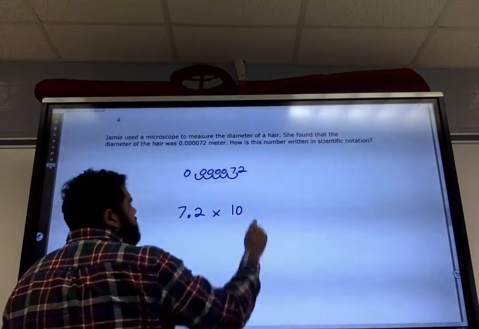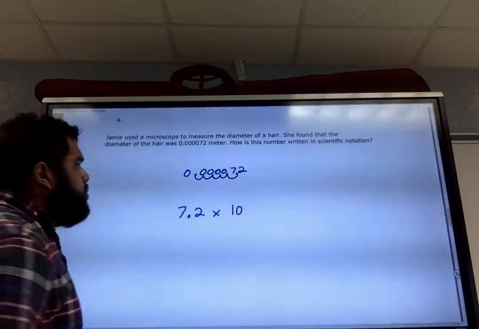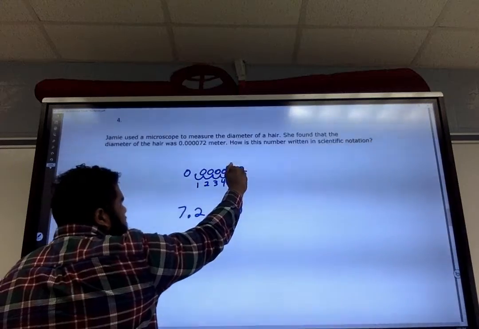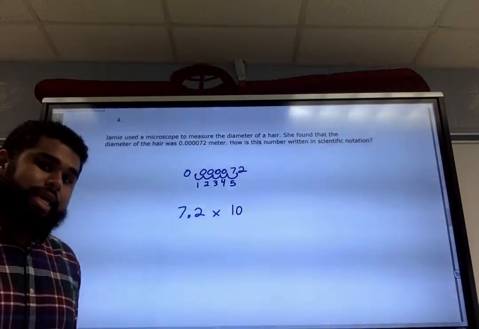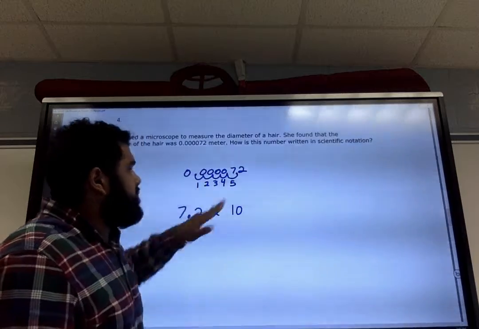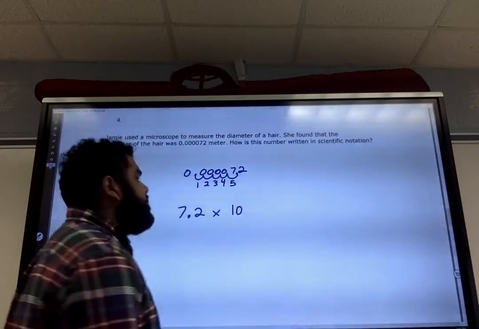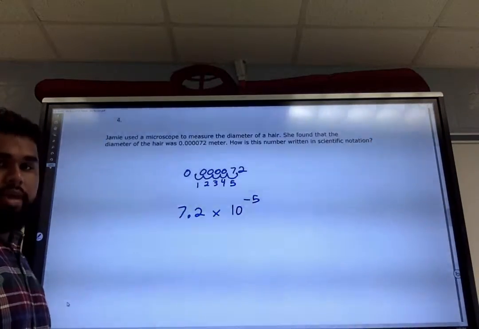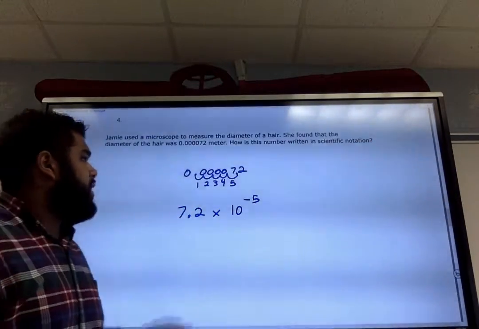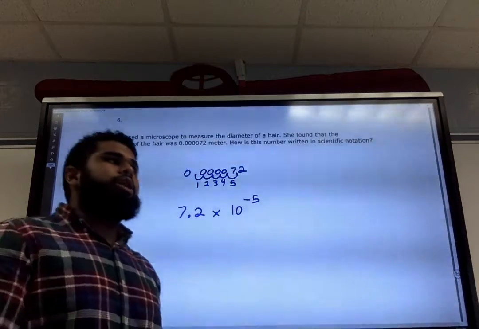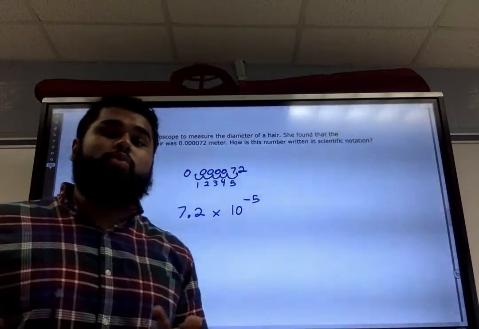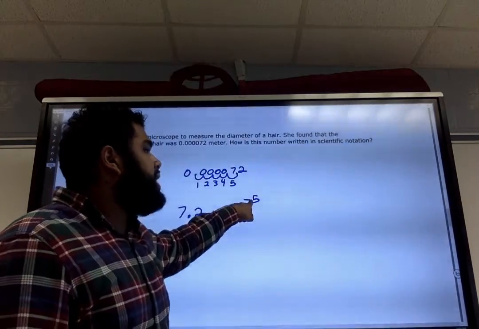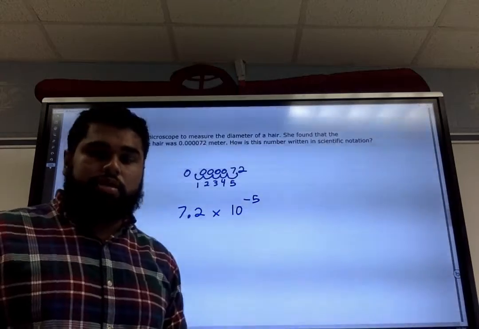Multiplied by 10 to the power of, well, how many spaces did we move the decimal? Once, twice, 3 times, 4 times, and 5 times. And again, since we started with a small number, we're going backwards. So it's going to be 10 to the power of negative 5. So basically, if you're starting with a small number that is less than 1, so it has to start with a decimal, it's always going to be times 10 to the negative power of something.